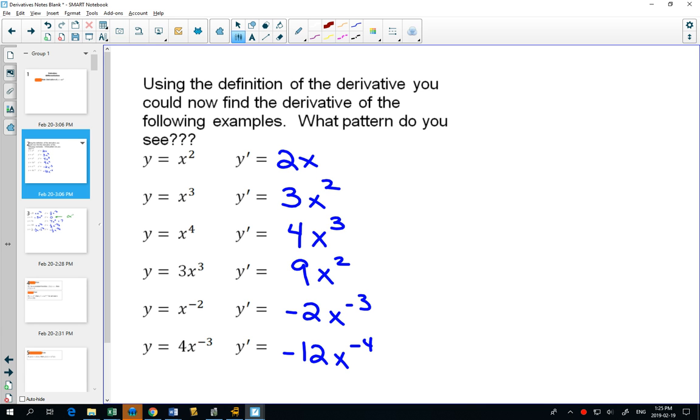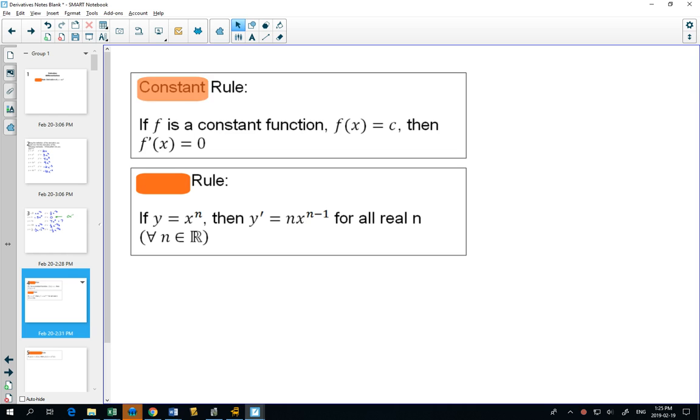And so we can summarize all of these things into our constant rule and our power rule.